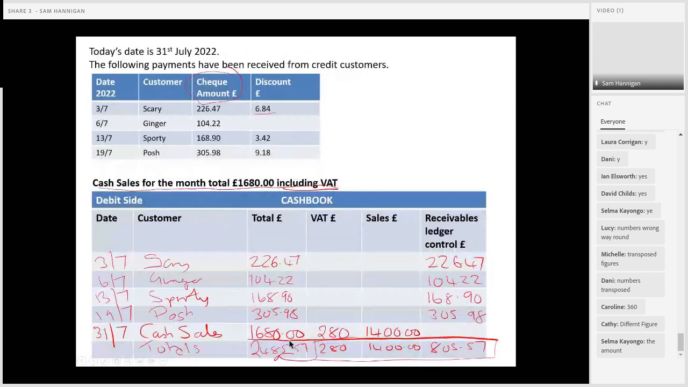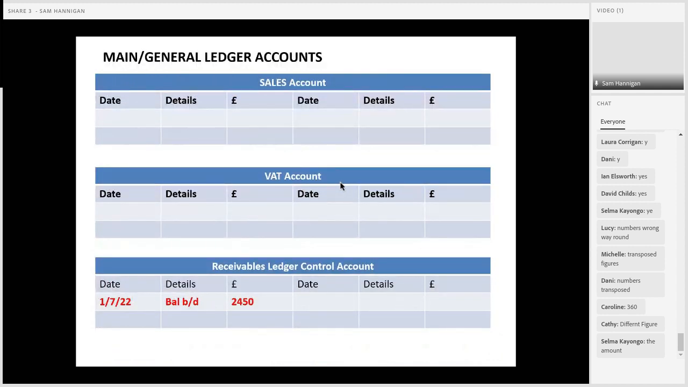Okay, so all I've done there is I've entered the receipts that I've received in and the cash sale. Yeah, it's all I've done. I'll deal with discounts in a bit, because the discounts have to go in the discounts allowed day book. Okay, then from there you would post it. So what you're going to do, you're going to post the sales, you're going to post the VAT.